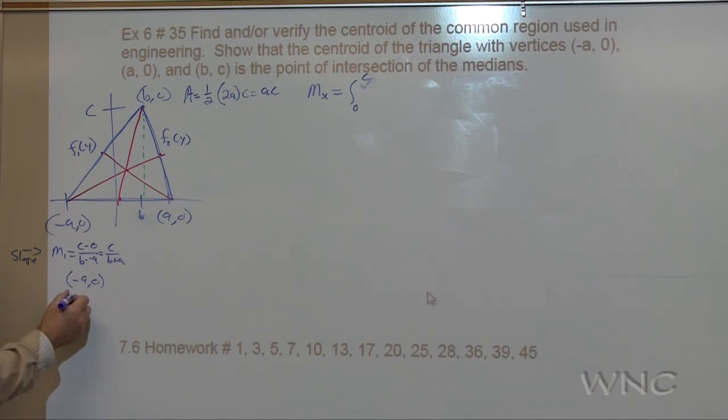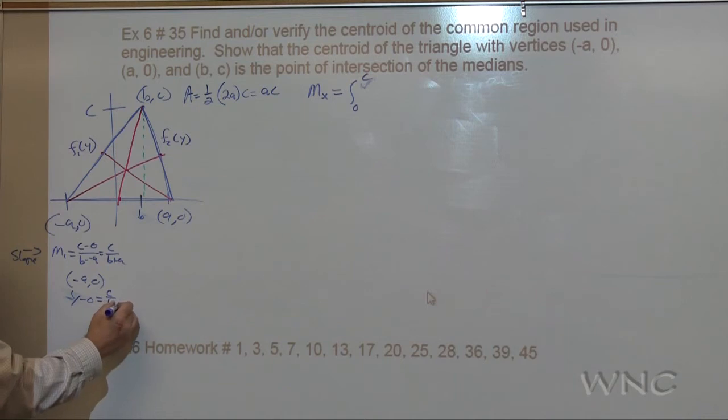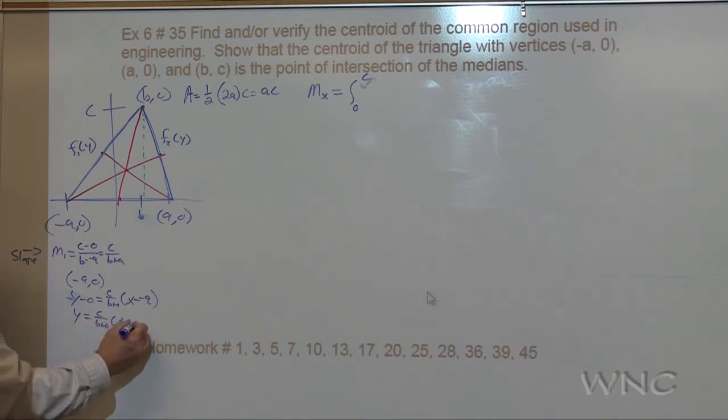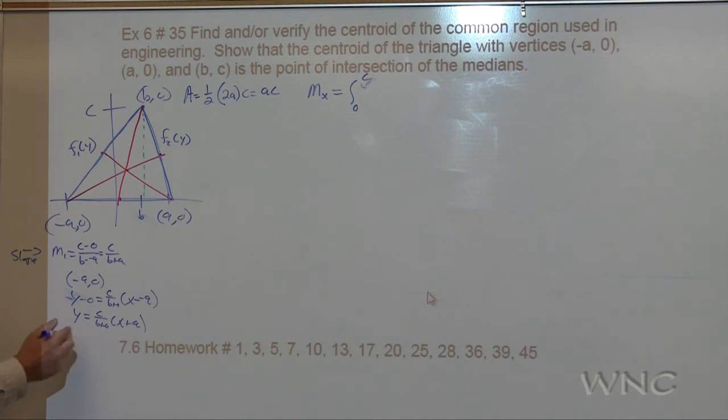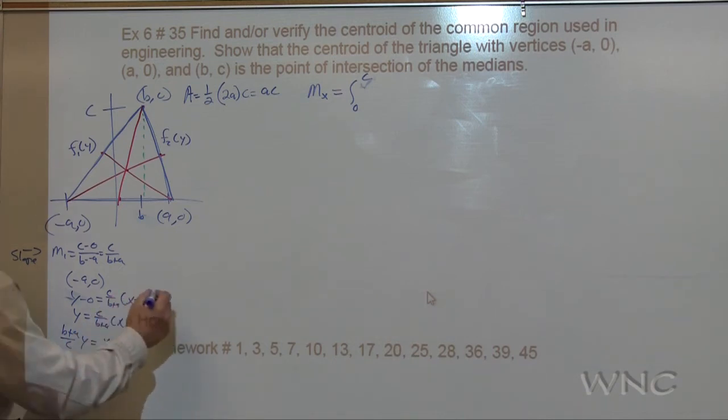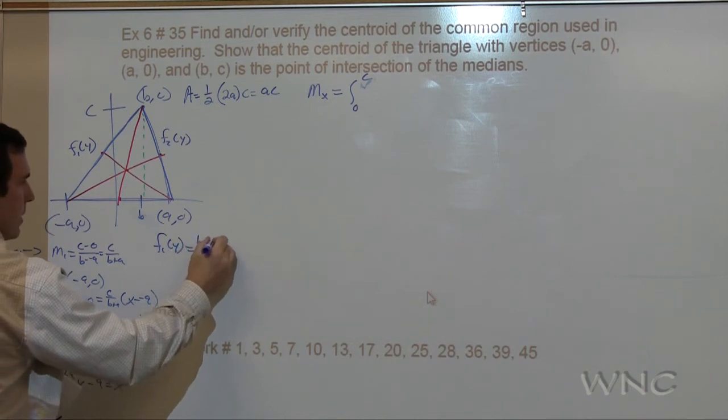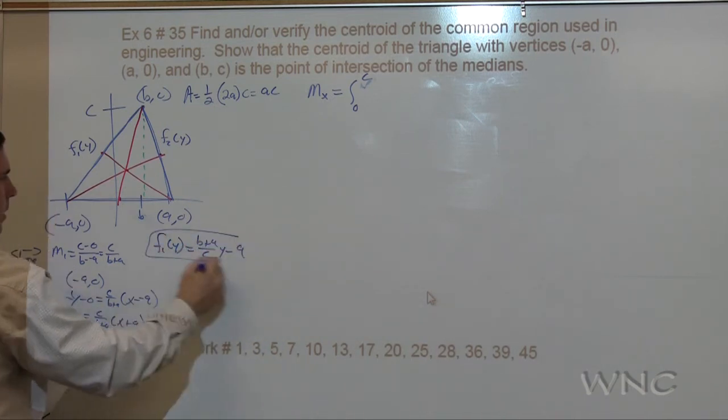Y minus 0 equals our m, which is c over b plus a, times x minus negative a. So y equals c over b plus a times x plus a. Let's solve for x and multiply by the reciprocal here. So b plus a over c times y equals x plus a. And then we can subtract the a and have b plus a over c times y minus a equals x. Okay, so my f1 of y is b plus a over c times y minus a. That'll be for this side.